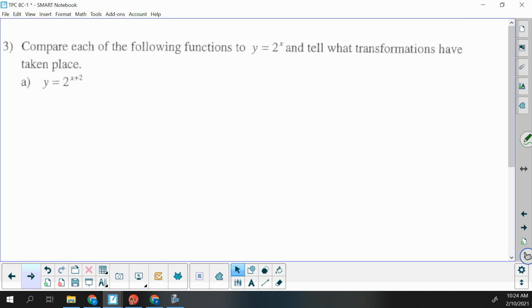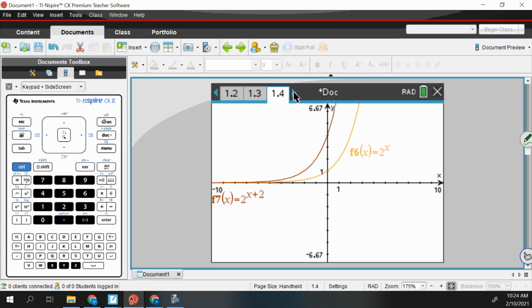So moving down to 3, this is the part that's going to be a good reference for you on your homework. When you have to tell which transformations are happening, flip back to the bottom of page 1 here and look at question 3, and that will help you out a lot. So here's our graph of 2 to the x and 2 to the x plus 2. How did the graph change when it went to 2 to the x plus 2? Well, hopefully you can see it shifted, and it shifted 2 to the left.